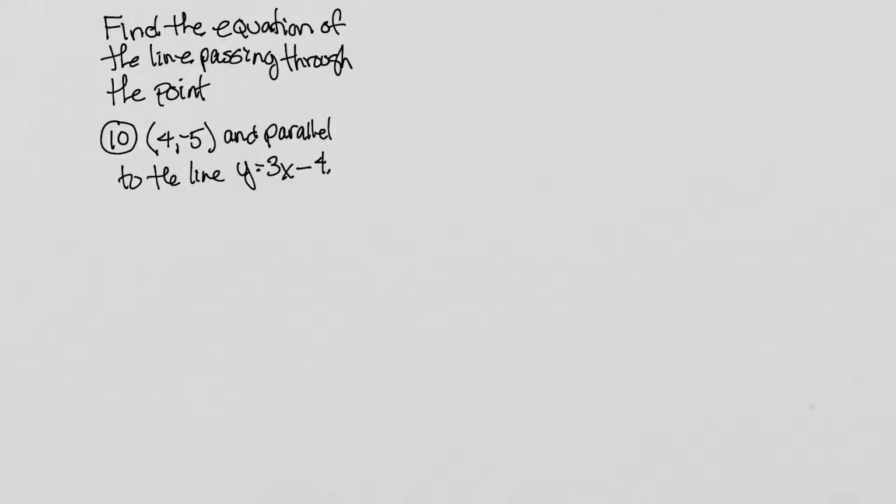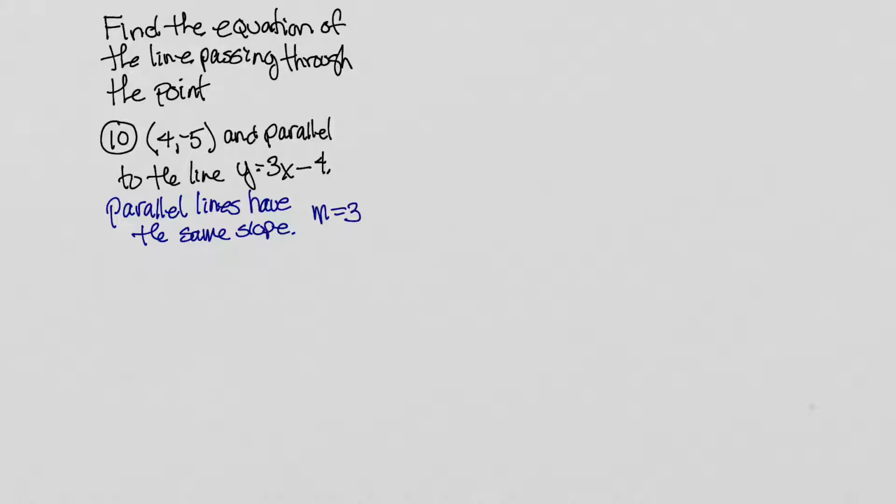Now look, here's the slope of this line. These two lines are parallel. The line we want and this line are parallel, and we know parallel lines have the same slope. So this slope is 3, so the slope that we're looking for is 3.